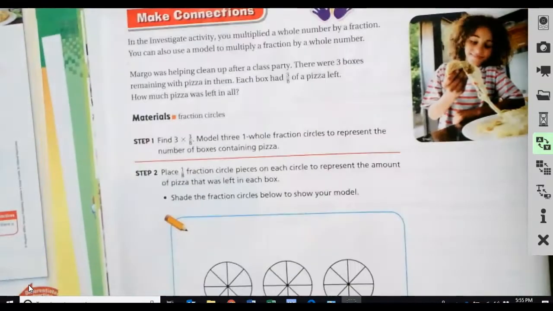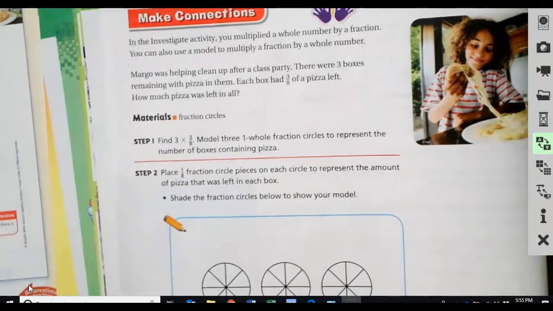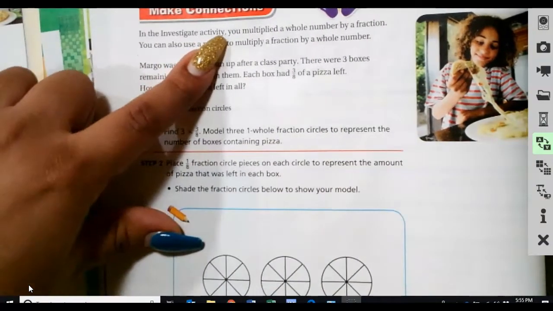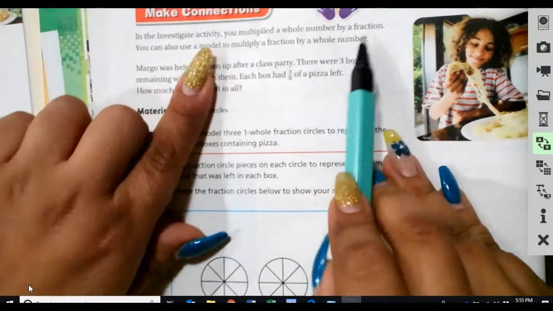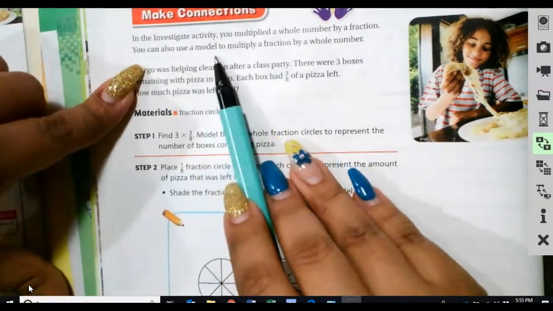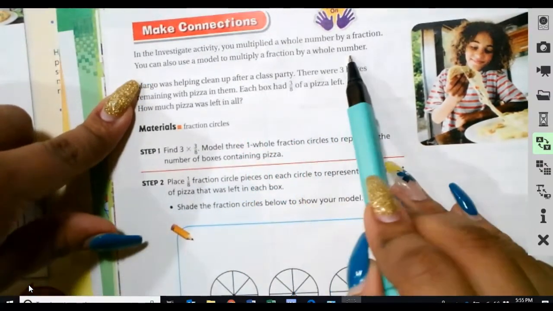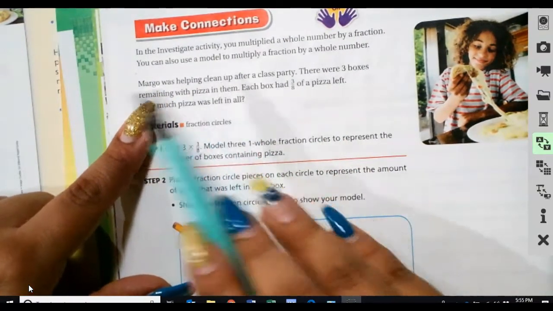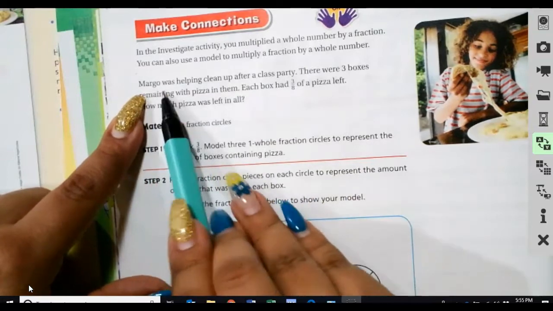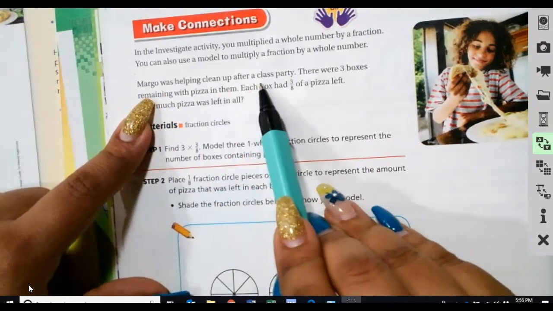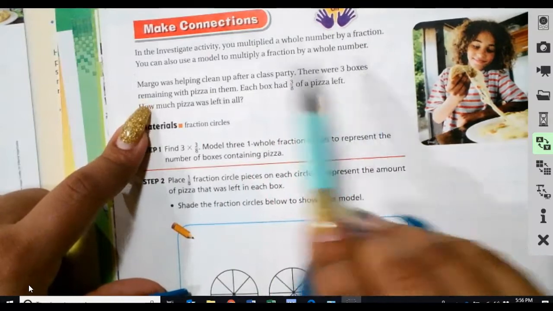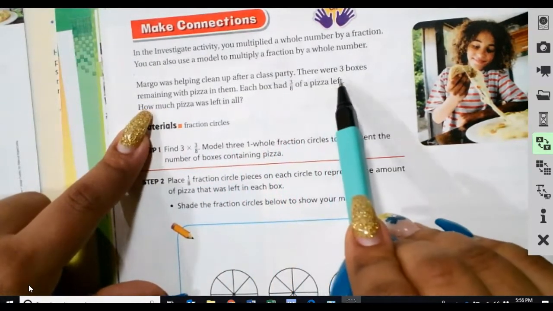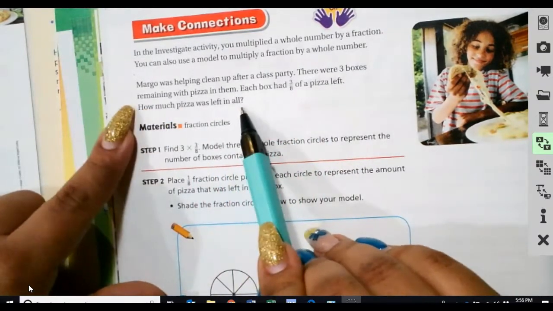And now we're going to go ahead and do make connections. So we have another problem here. In the investigate activity, you multiplied a whole number by a fraction. You can also use a model to multiply a fraction by a whole number. So Margot was helping clean up after a class party. There were 3 boxes remaining with pizza in them. Each box had 3/8 of a pizza left. How much pizza was left in all?